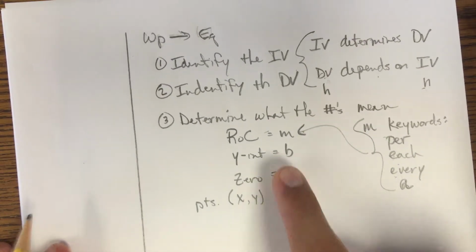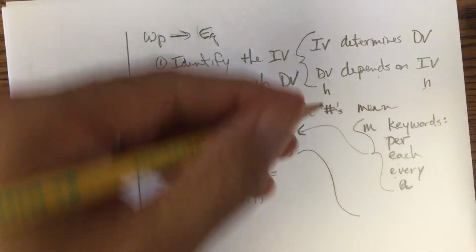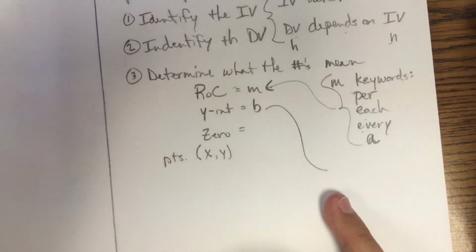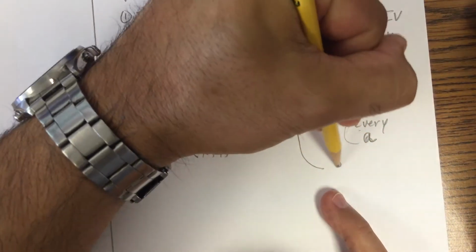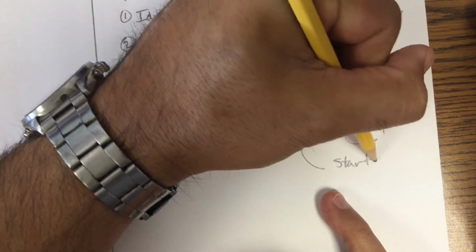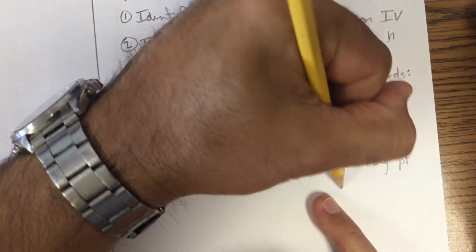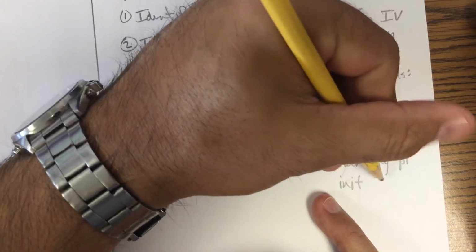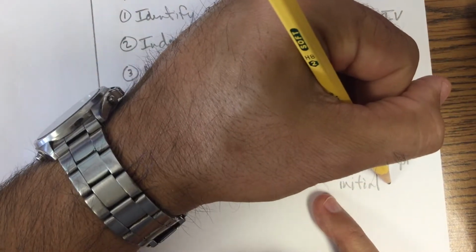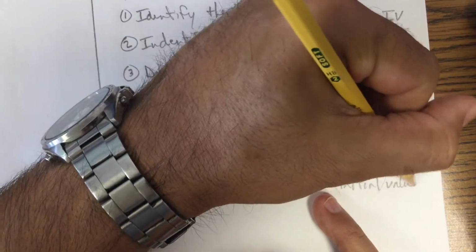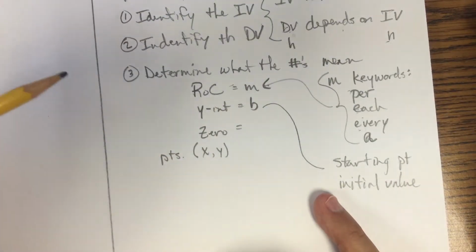The b value, the idea that you're looking for here is the starting point. Where does it start? This will also be the initial value, another way to think about that. What's the number that it starts with? What's the value it starts with? What do we start with? What's the initial value? That's your b.